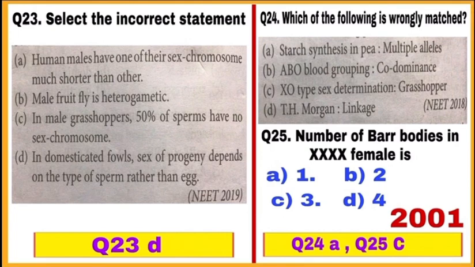Question 25. Number of bar bodies in XXXX female is? Number of bar bodies is 3 in females having 4 X chromosomes. So correct option is C.